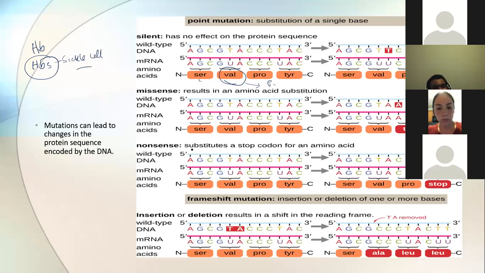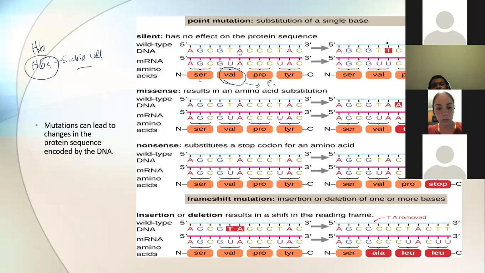Now, for point mutation, there are four different types. A silent mutation has no effect on the protein sequence. Over here, 1, 2, 3, 4, 5, 6. 1, 2, 3, 4, 5, 6. Over here, A has been replaced with T.